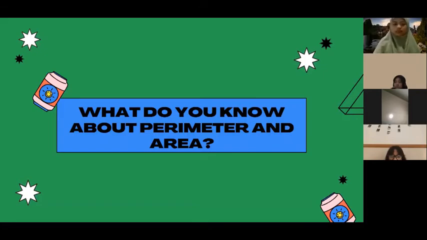Hello, Shana. Yes, Miss. What is your opinion about perimeter and area? My opinion is that perimeter's formula is plus and the area unit is times. Okay, thank you.